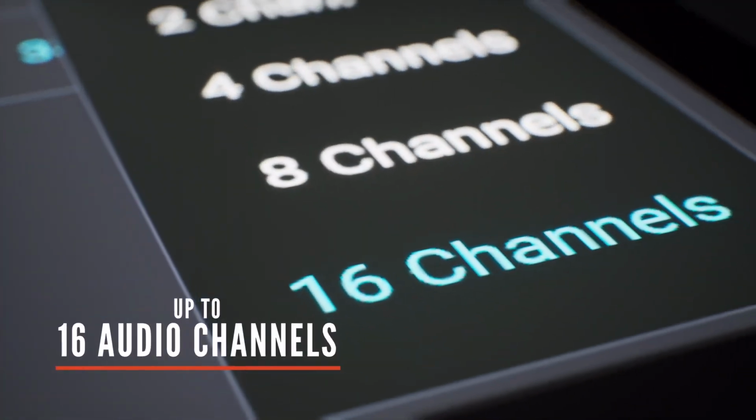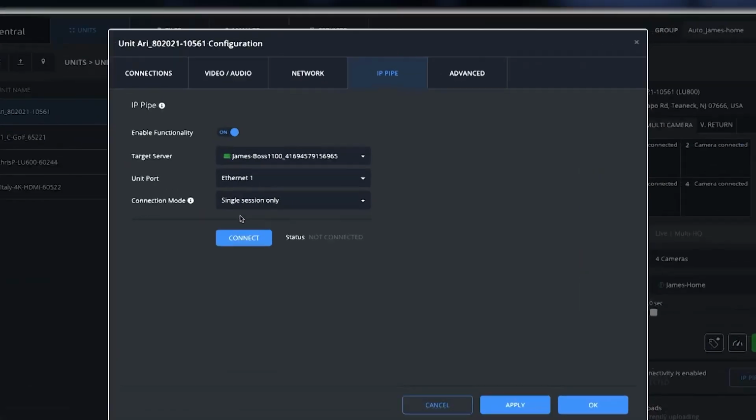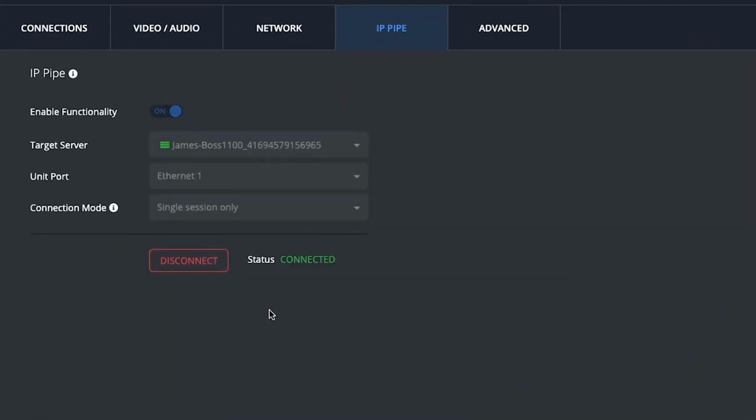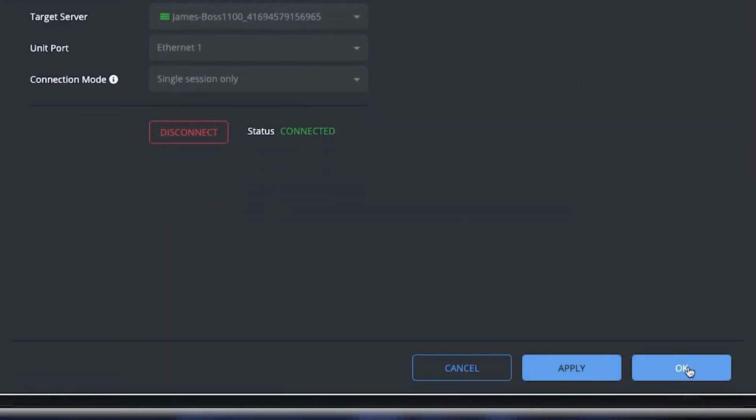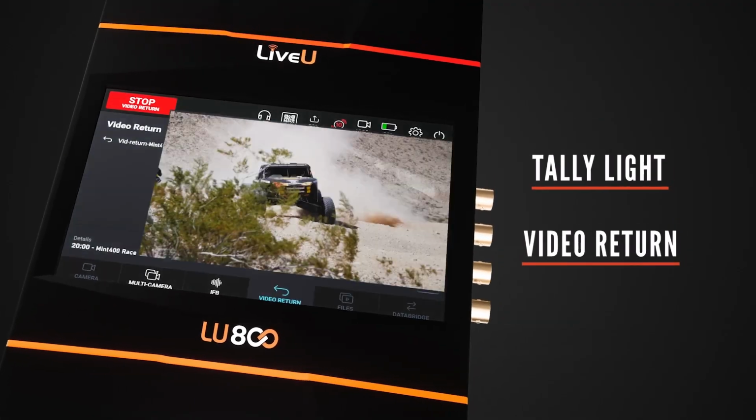16 audio channels. As an add-on, you can remotely operate PTZ via IP pipe, and Tally for talent, provide video return feed, and intercom via Audio Connect. These systems are designed to be flexible, supporting multiple high-resolution feeds from a single portable unit.